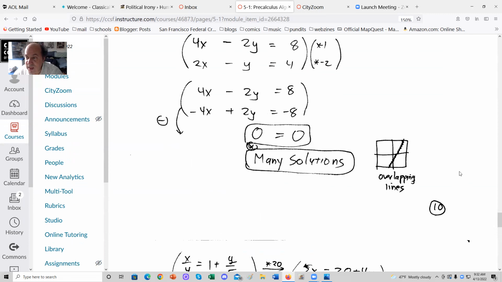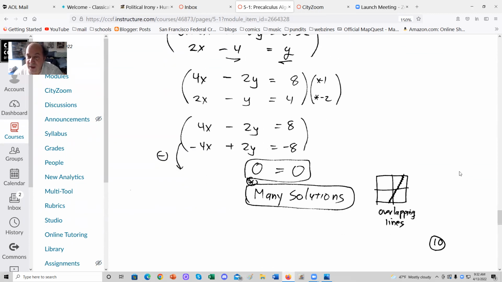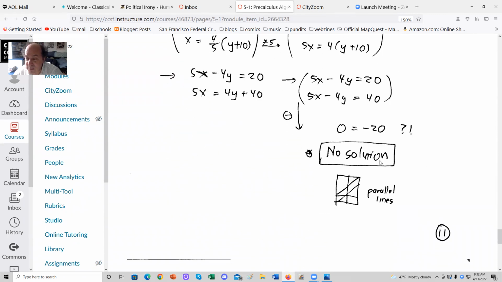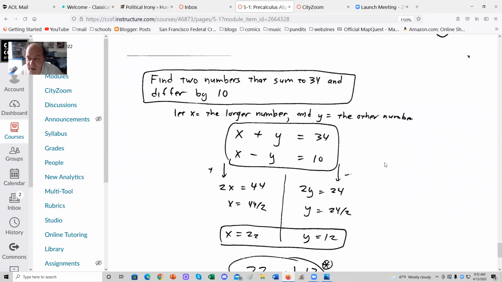So, okay, we've had this give a case. If after the elimination you get 0 equals 0, that means overlapping lines. And if you get 0 equals non-zero, that means no solution.